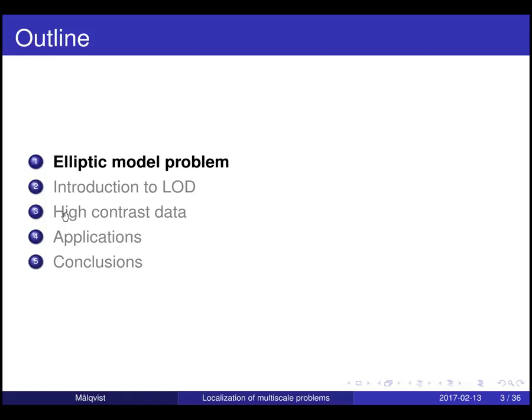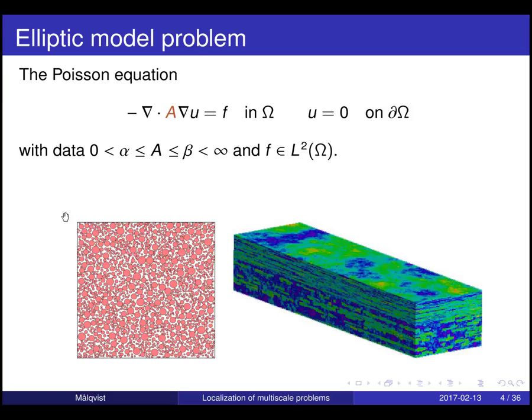So I would start with an elliptic model problem and then talk about this local orthogonal decomposition method that we've been working on. Then I will talk about something that Yalcin also mentioned, the high contrast problem and channels, structures, which is a difficult thing for these multiscale methods, also for our method. And then in the end, if I have time, I will talk about some applications to go beyond the elliptic model problem, and then finally present some conclusions.